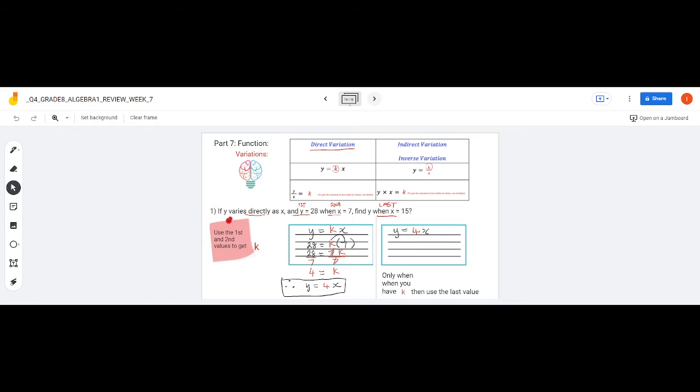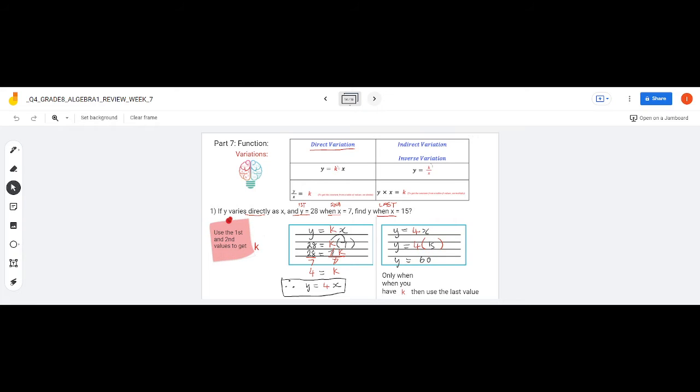So y equals to, my 4 is still there, I'm going to open up my bracket, and now I'm going to put 15 in the place of x. So y is equal to 15 times 4, that will give us 60. And that's how we do that.